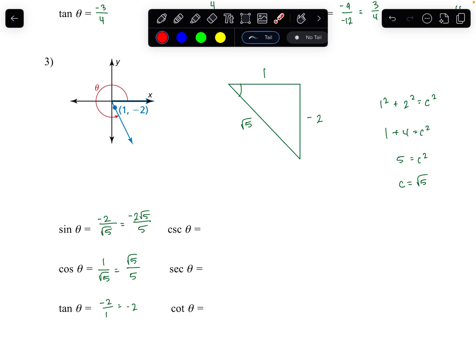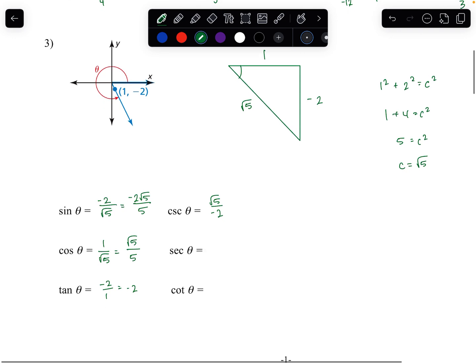Cosecant, I'm going to use the reciprocal, not of this one right here, but of this one, because whenever I use that reciprocal, I get root 5 over negative 2. And so now I don't have to get rid of any radical in the denominator. I already did just by flipping this right here. And then this will just be root 5 over 1, and this will be negative 1/2.